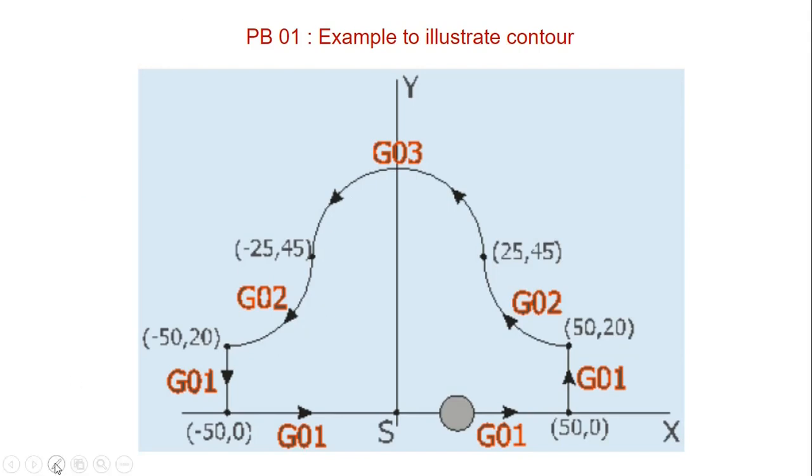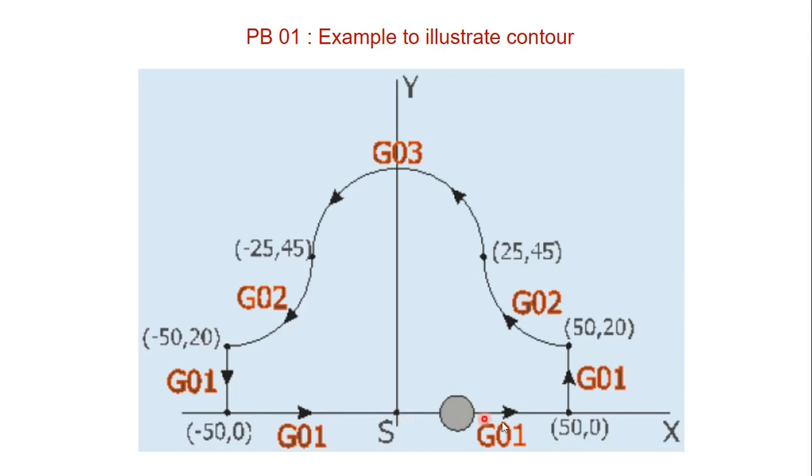Now to use these commands, I'm demonstrating them using a simple problem. You can see this problem has a circular cutting operation, a milling operation. First we have to define 0,0. S is the point where I am defining 0,0. Anything going towards the right side is X positive, anything going left is X negative, anything going down is Y negative, anything going up is Y positive, and perpendicular to the screen, anything going inside the screen is minus, and up is Z.